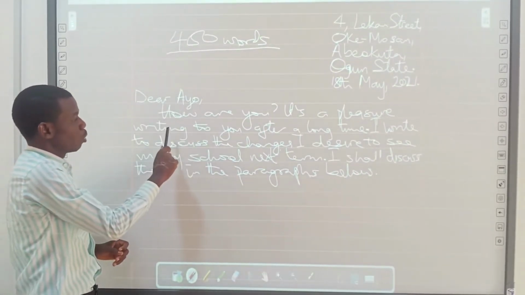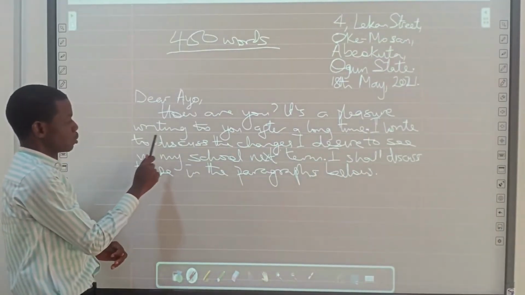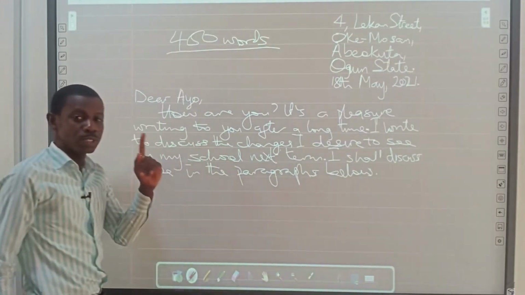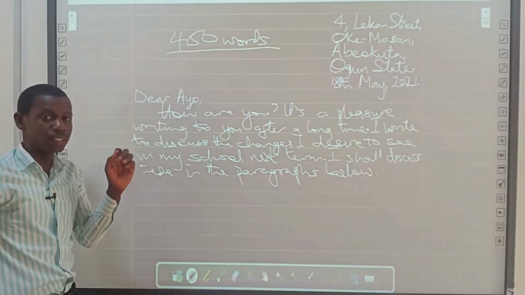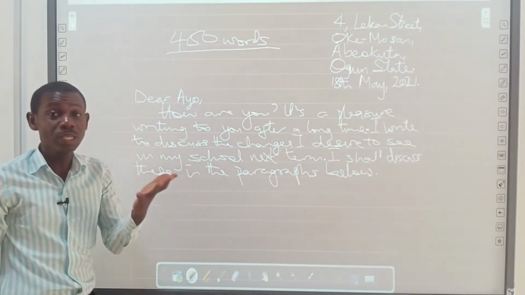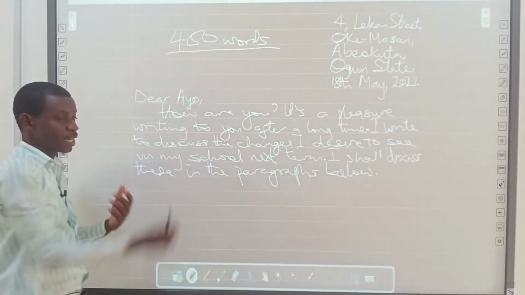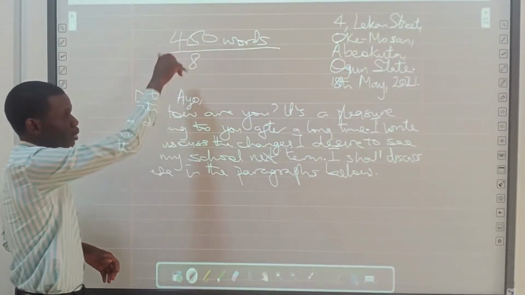6, then you go 1, 2, 3, 4, 5, 6, 7, 8, 9. Then again 1, 2, 3, 4, 5, 6, 7, 8. 6 plus 8, 14. 14 plus 9, that's 23. Then divide it by 3. Find the average. I think the average should be approximately 8. So that 8 now, you can use it to divide 450. I think I would like to go with that. Then you say 450 divided by 8.